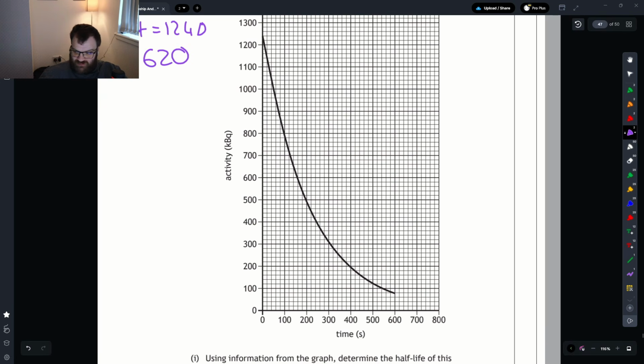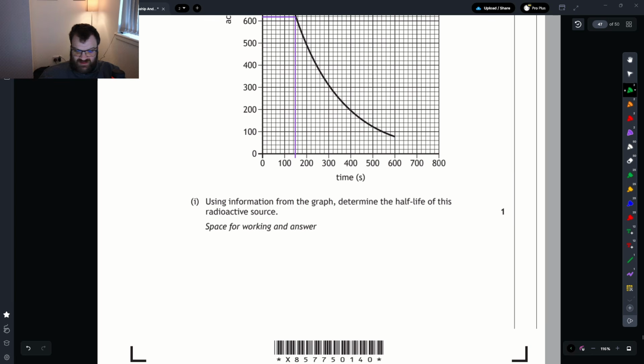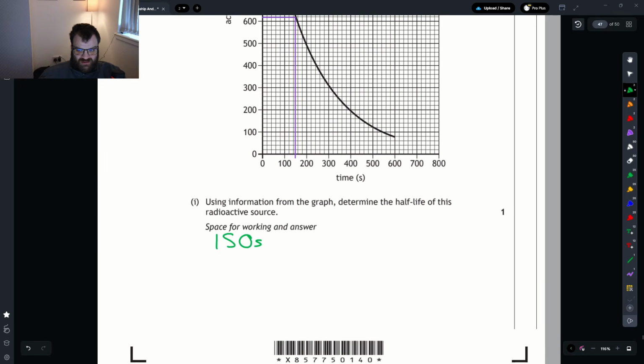That's one box up from 600. Grab that, run it across, run it down. That looks like halfway between 100 and 200. That would be 150 seconds.